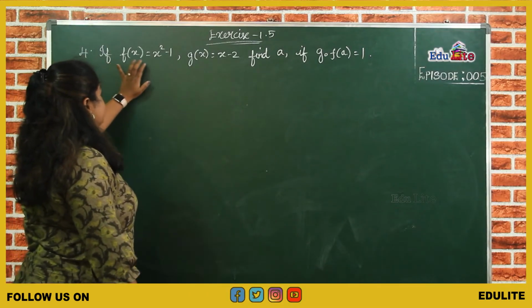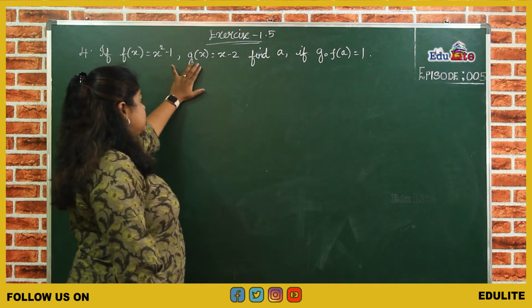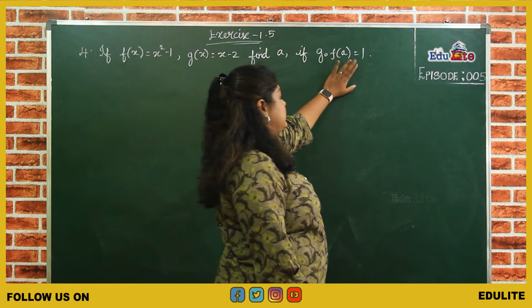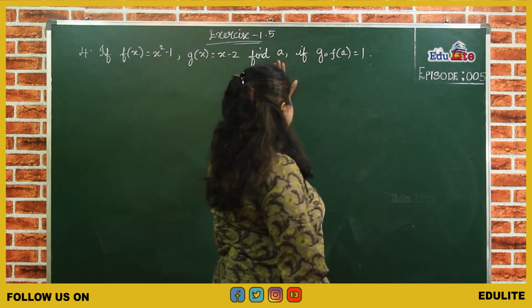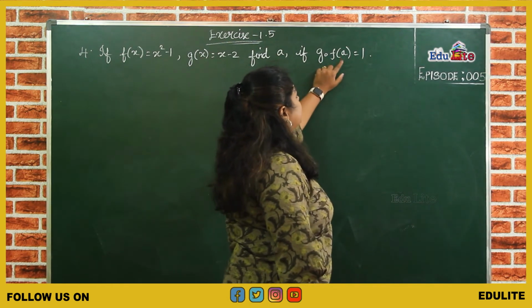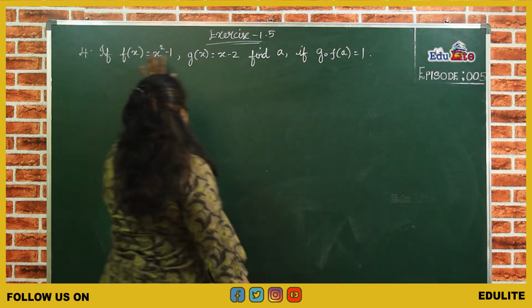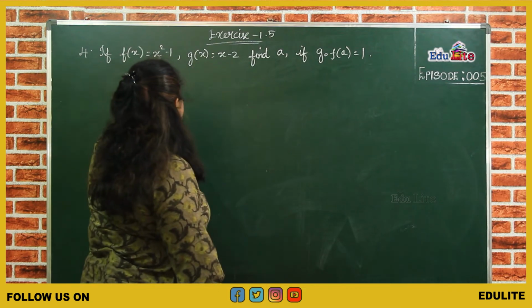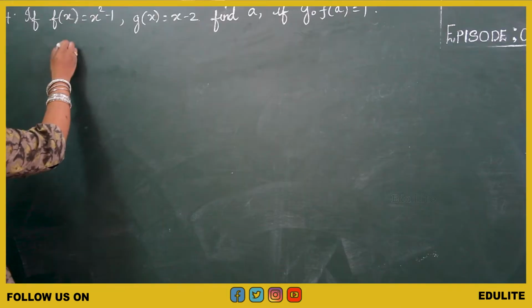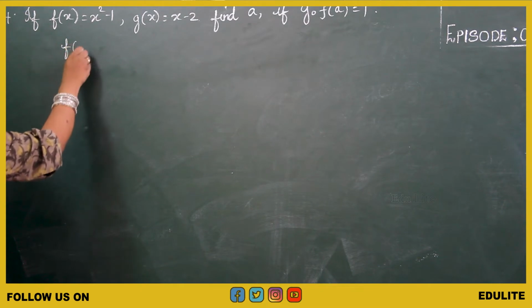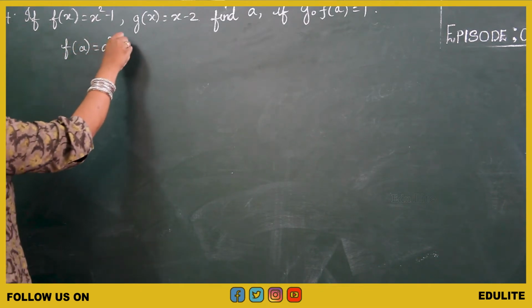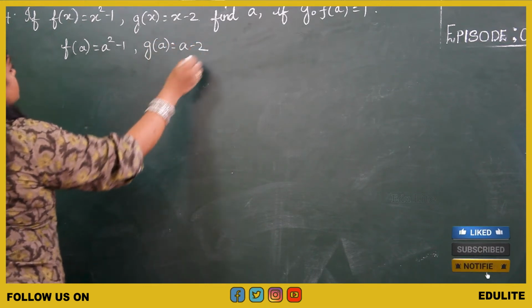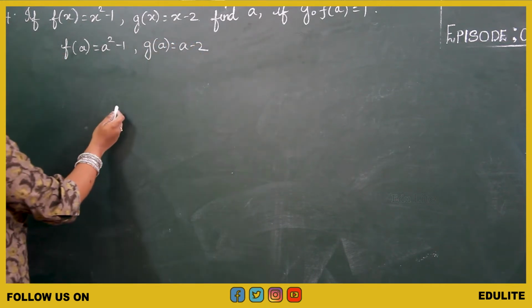So in this problem, f of x is given as x square minus 1, g of x is given as x minus 2. We have to find the value of a if g composite f of a equals 1. So we have to find the value of a, but f of x and g of x are given in terms of x. First we will change this in terms of a. If I substitute x as a, I will get a square minus 1, and in g of x also if I substitute x as a, I will get a minus 2. With this we will solve and find the value of a.